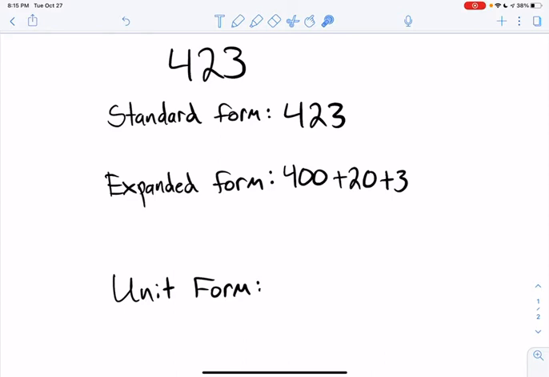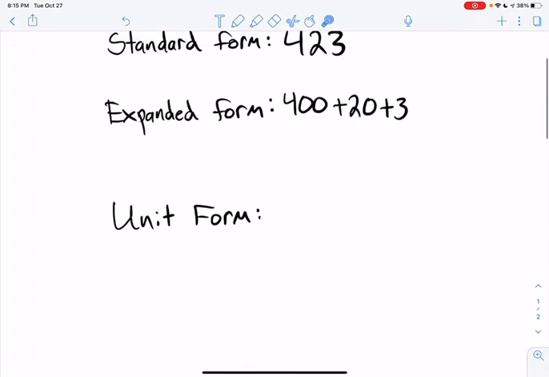the place of the number. So for example, 423, this 4 matches this 400 because in 423 the hundreds place is 4, which makes 400. The same thing with 20 in the tens place, and the same thing with 3 in the ones place.